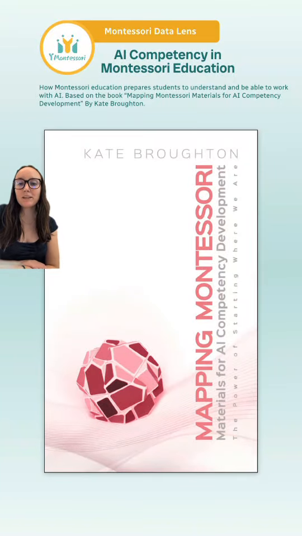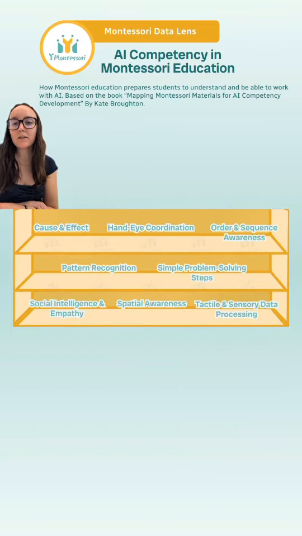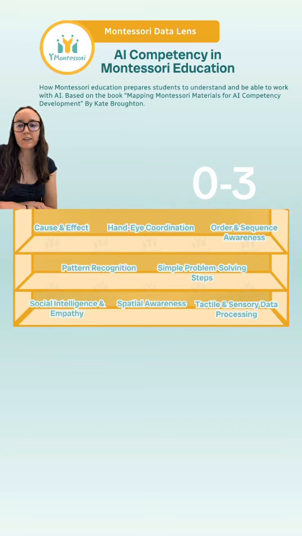Hi everyone! Today I'll be discussing part 2 of our August report, AI Competency in Montessori Education, based on the book Mapping Montessori by Kate Broughton. The remainder of the report is split into 4 age groups, and today I'll be covering ages 0 to 3 and 3 to 6. Below me is a shelf of lessons for the 0 to 3 age group that Broughton was able to map to AI competencies.